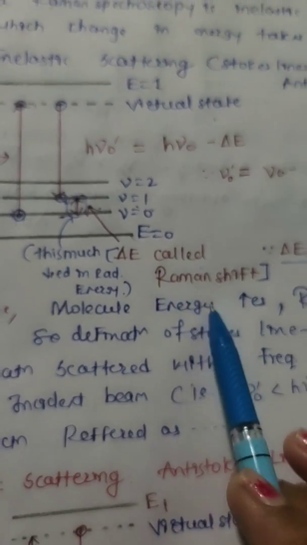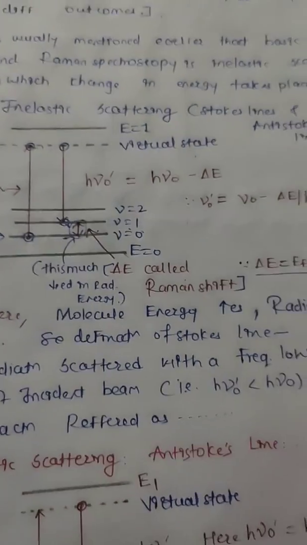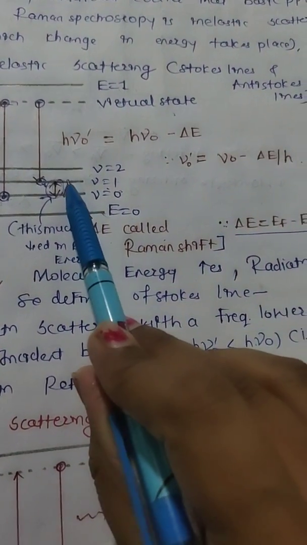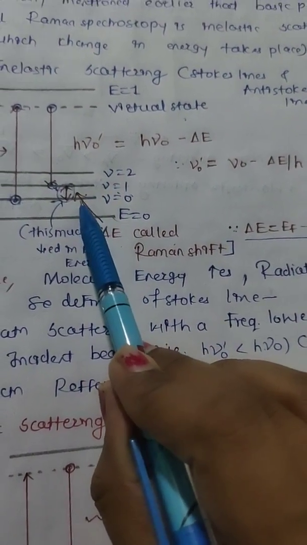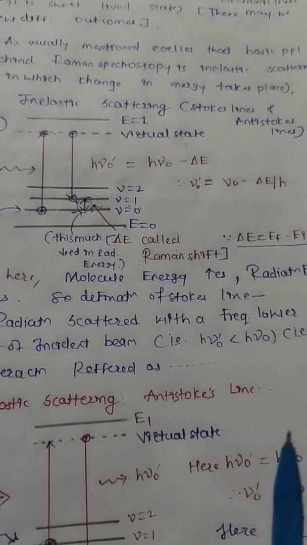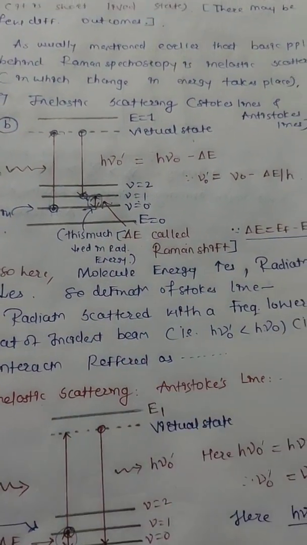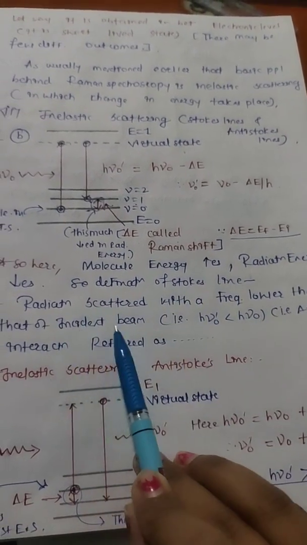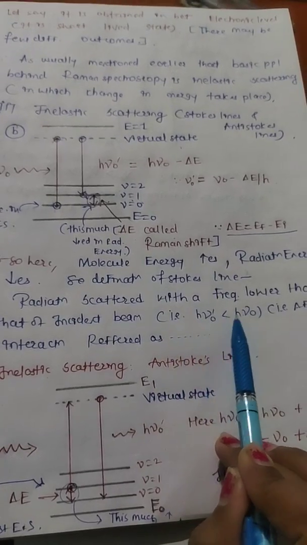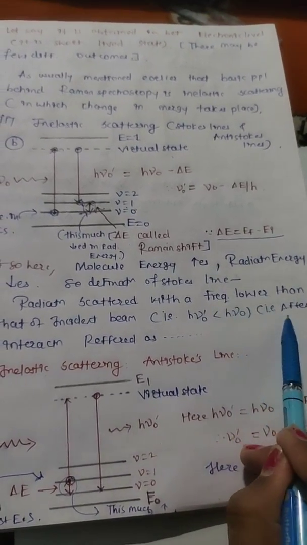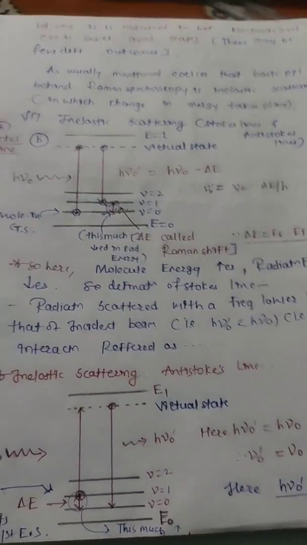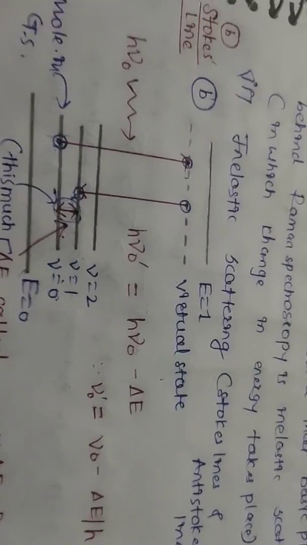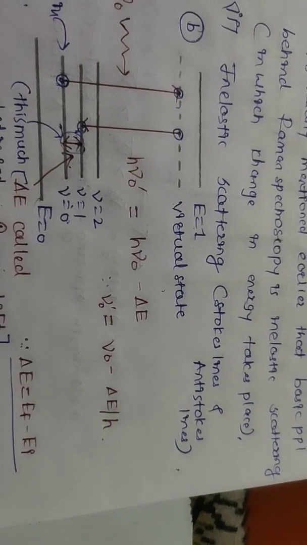This is called your Raman shift, that is not given in your book. So delta E is E final over E initial. This is called Raman shift. Basically, again I repeat, radiation scattered with a frequency lower than the incident wave, that is h nu naught prime is less than h nu naught, is called your Stokes line or Stokes scatter, we can say.